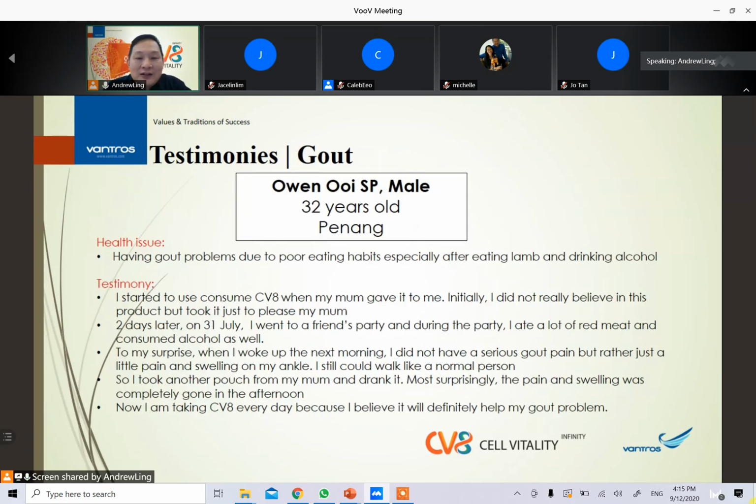Yeah. And this is another example, gout. This is another testimony from CV8. This particular very young guy, male, Owen, 32 years old, from Penang. At the age of 32, he already has a gout problem due to his poor eating habits, especially eating red meat as well as drinking alcohol. His gout condition is even worse.